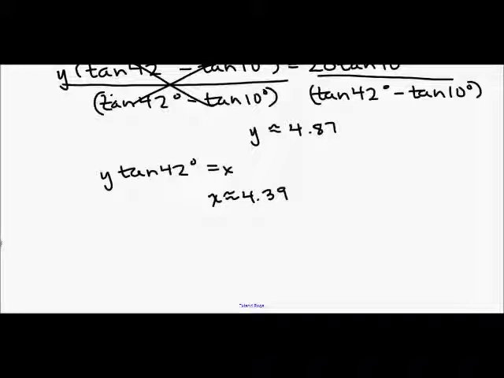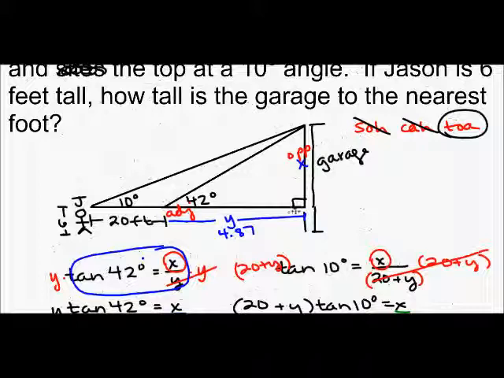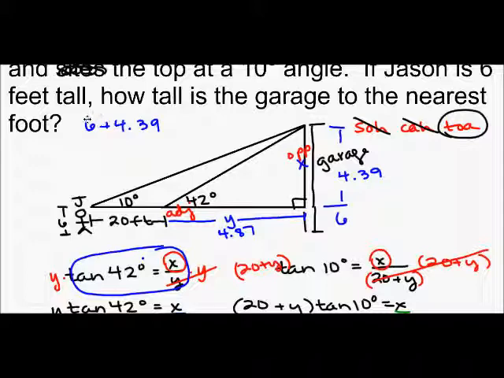4.39 is the height from our man Jason's eyes to the top of the garage, but he's 6 feet tall, so that's X. 4.39 from there to there. But he's 6 feet tall, so we have to add those together. So I'm going to say 6 plus 4.39 is 10.39. So this garage to the nearest foot is 10 feet tall.